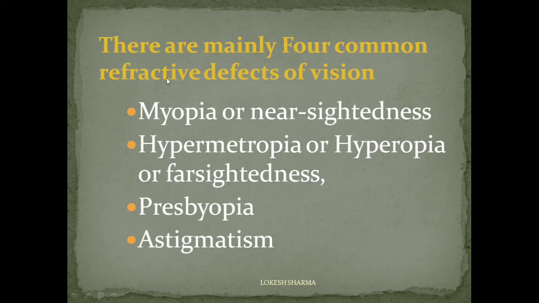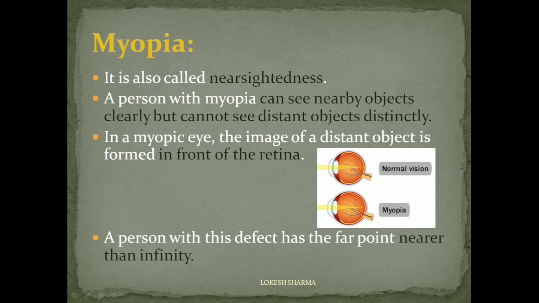There are mainly 4 common refractive defects of vision: myopia or nearsightedness, hypermetropia or hyperopia or farsightedness, presbyopia, and astigmatism. Now first let's discuss myopia. It is also called nearsightedness. A person with myopia can see nearby objects clearly but cannot see distant objects distinctly.